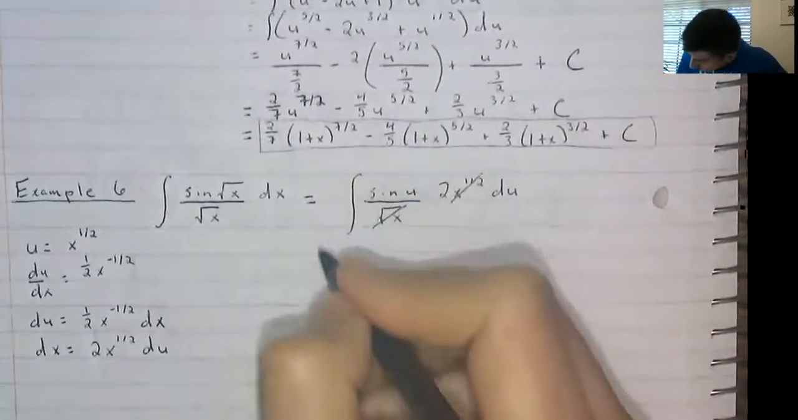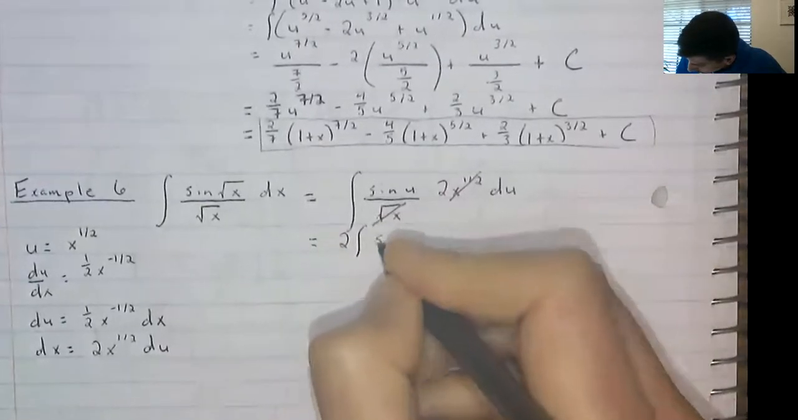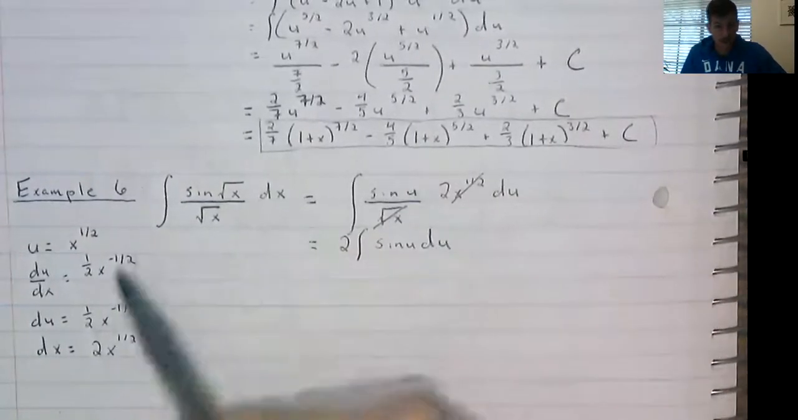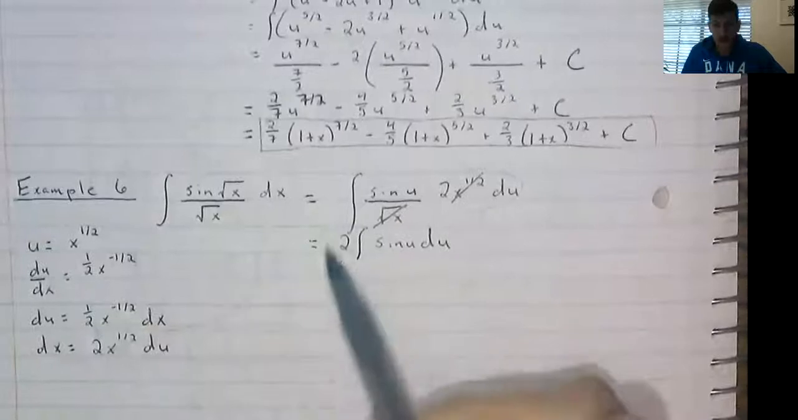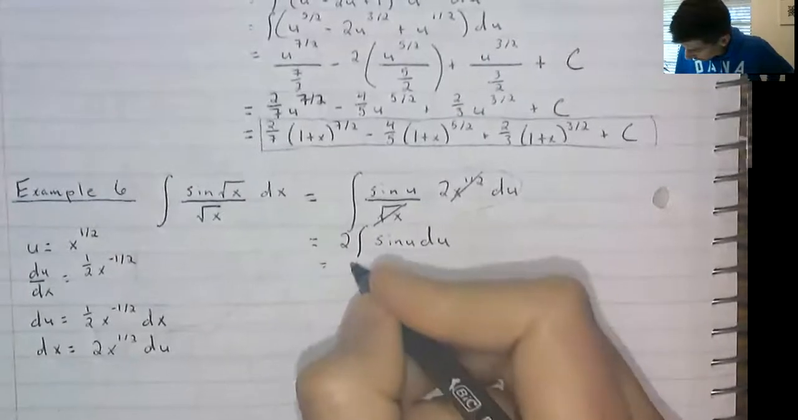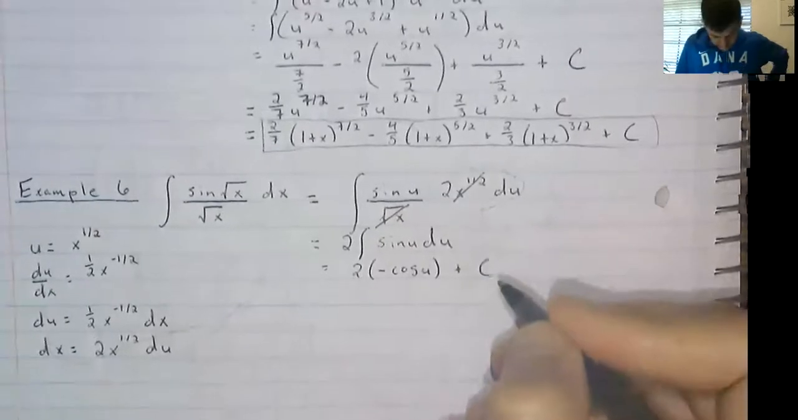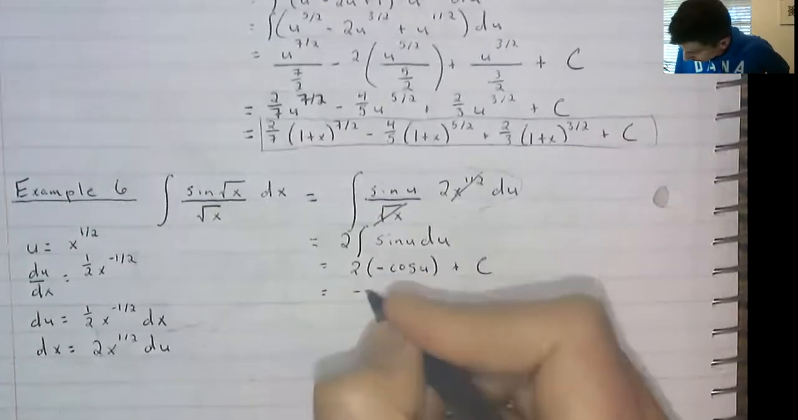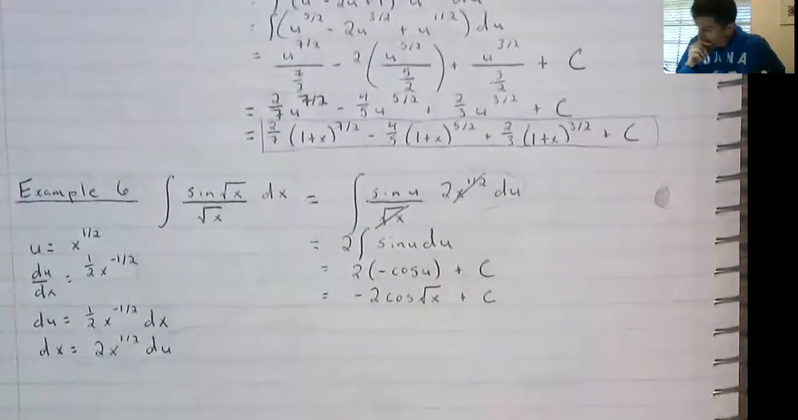And so now we're looking at a much friendlier 2 times the antiderivative of sine of u du. Okay. So the tricky part of this problem was all in here. Once this is all done, this is a very straightforward integral. This turns into twice the opposite of the cosine of u plus c. And then subbing back in for u, we get negative 2 times the cosine of the square root of x plus c.